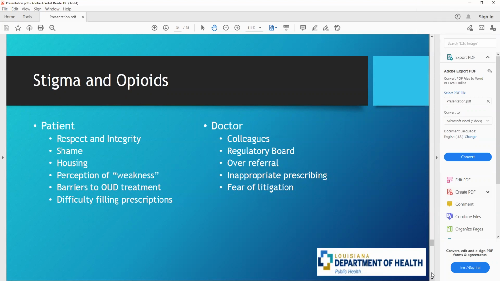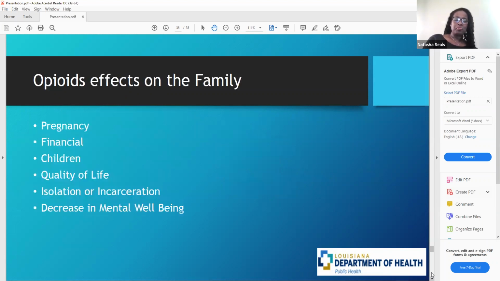You're worried that when you actually do treat the patient, you're going to get sued. So all these lead into stigma. Next slide. And so here we talk about the effects on the family. As it relates to pregnancy, you can have something called NOWS, neonatal opioid withdrawal syndrome. When it comes to financial problems, it can cause a person to lose their job.